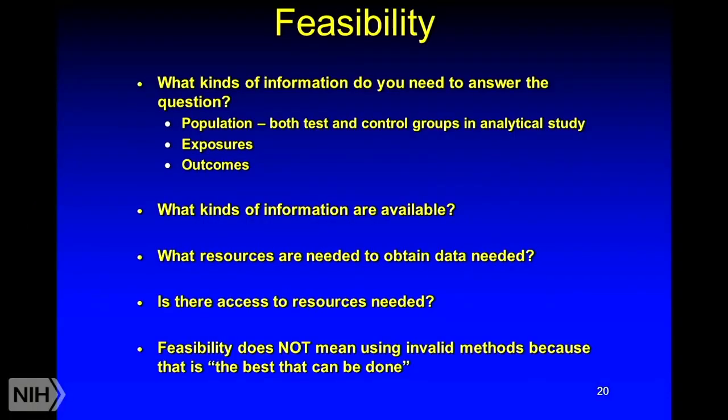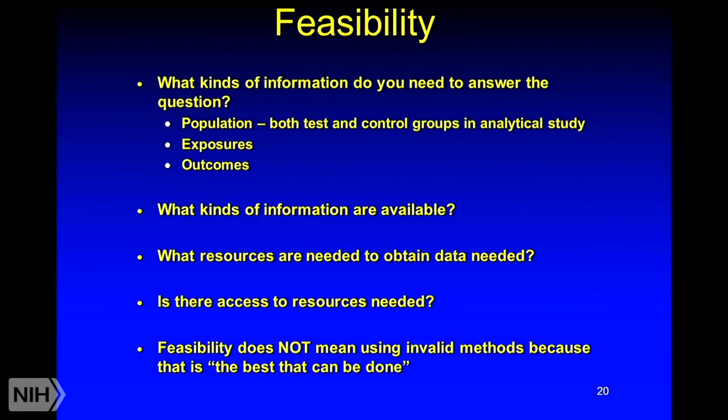Once you then get to this issue of feasibility, you have to address what kinds of information you are going to need to be able to do your study. And that relates to what kinds of people you are going to study, what populations, and if it's a comparative study, you need to have a test group and a control group to compare to each other. What exposures are you going to analyze? In other words, are you testing people if they get this drug versus that drug? Or is the exposure something like people who smoke versus don't smoke, or some environmental exposure? And what outcomes are you going to measure?